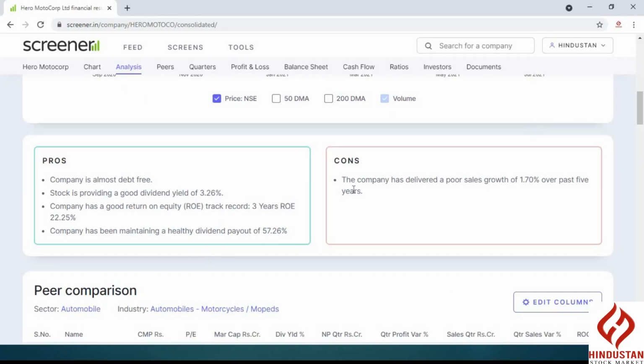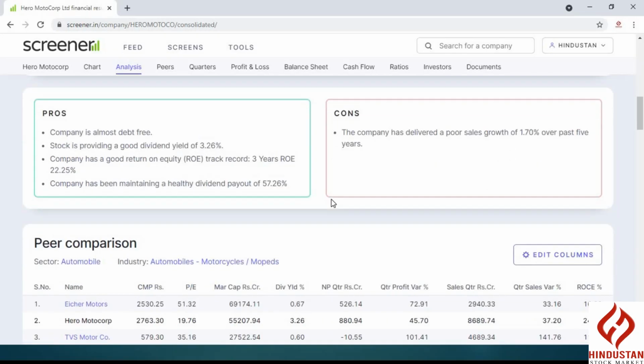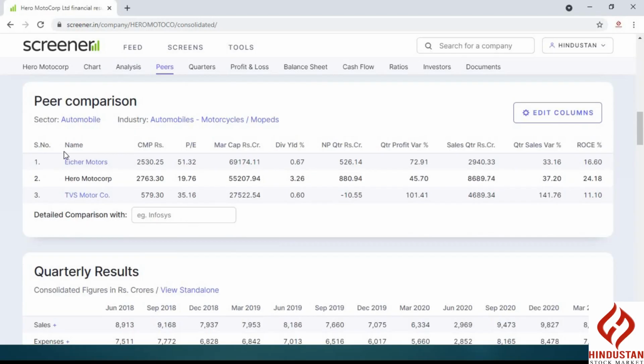And there is a con. What is that? Let's see. The company has delivered poor sales growth of 1.70% over the past 5 years. So sales growth is less, and here a peer comparison is there, so you can compare this particular company with its competitors. So market capitalization, Euromoto company is having more market capitalization when compared to its competitors.